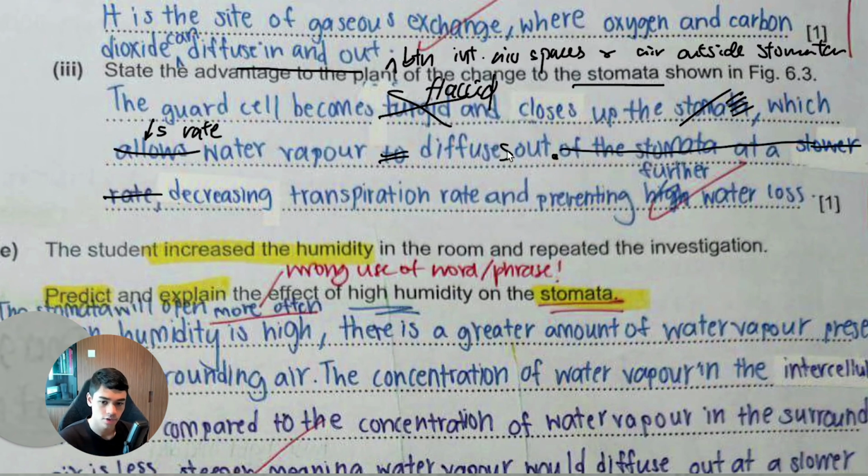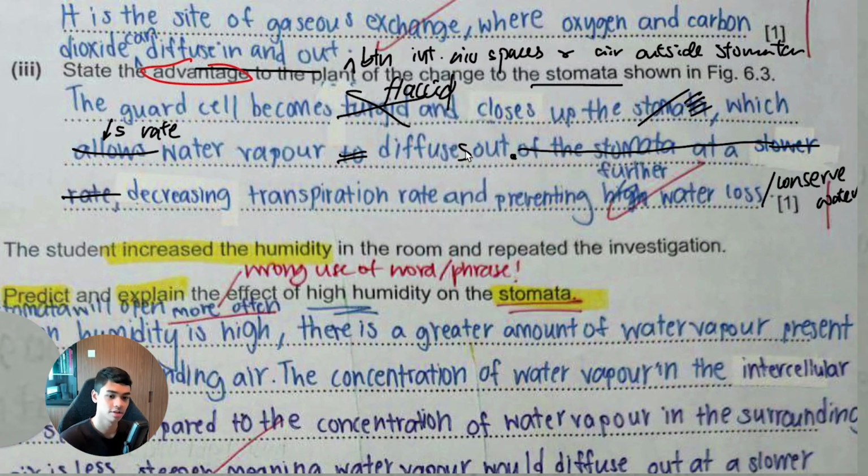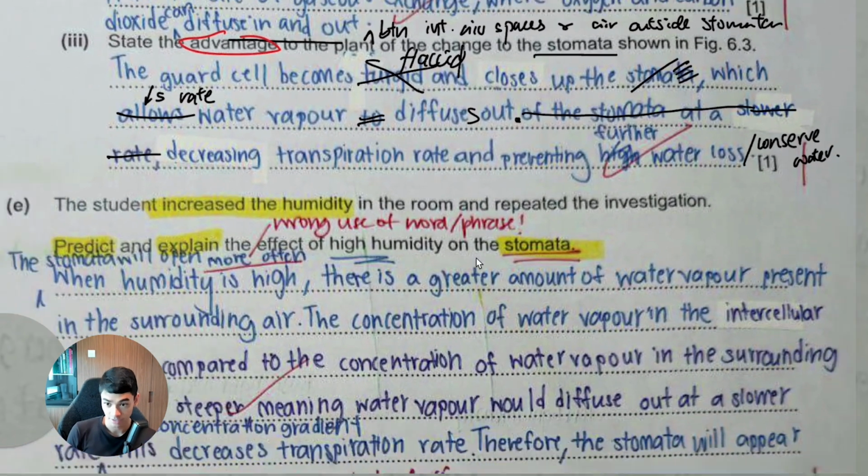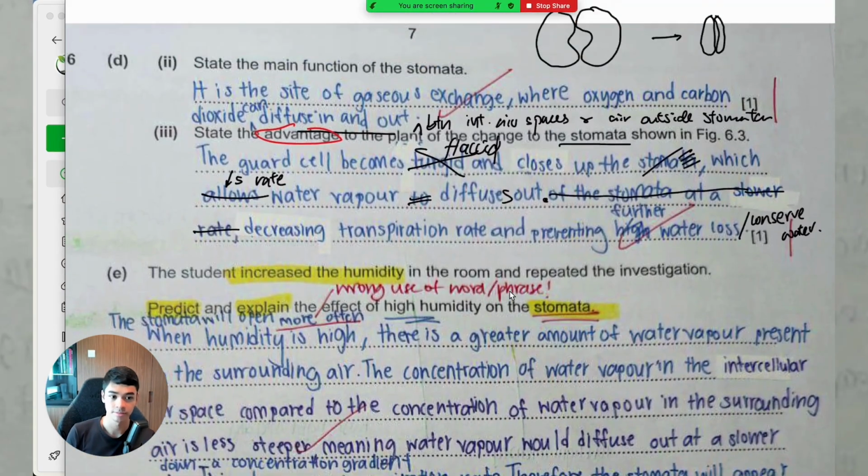Okay, then decreasing transpiration rate and preventing further water loss. Now, how is it an advantage though? Preventing water loss, what's wrong with that? Why not just lose water, right? So I like to add this, or I like to phrase it this way: conserve, to save it. It shows the advantage better. Okay, anyway, for the previous part, it's just 1 mark, so don't need to be super long. This was a good enough answer.